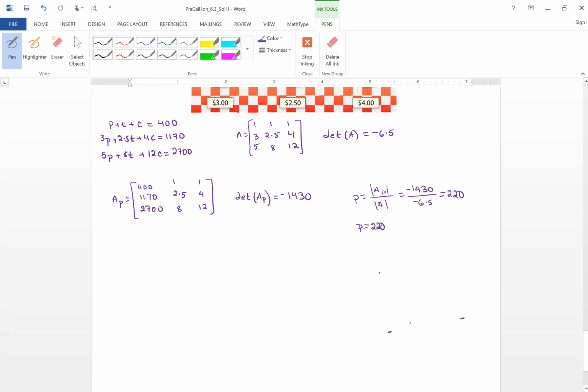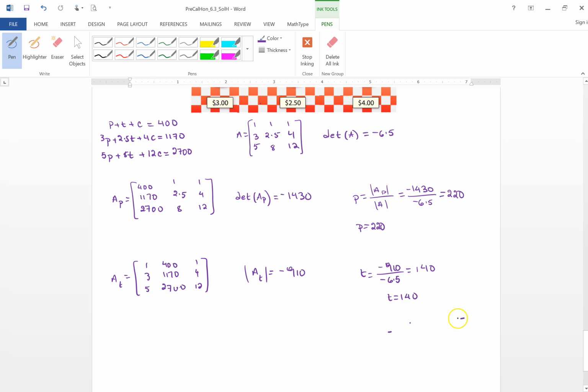Okay, let's do the one for T. So what's the matrix? 1, 3, 5, 400, 1170, 2,700. The determinant of AT is what? Negative 910, right? Yes. So T is negative 910 over negative 6.5. So I got 140 of these.